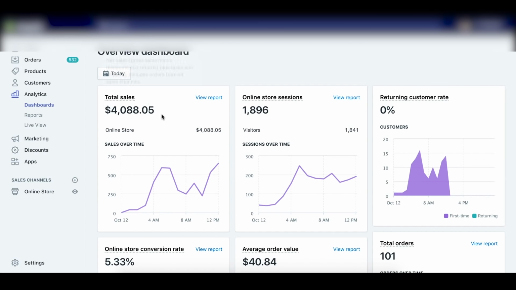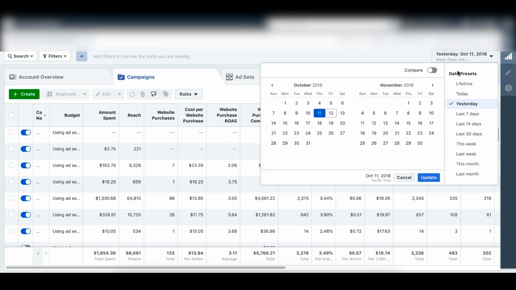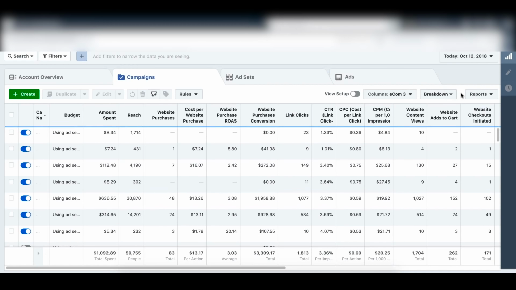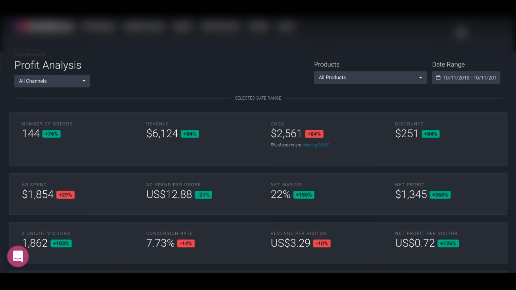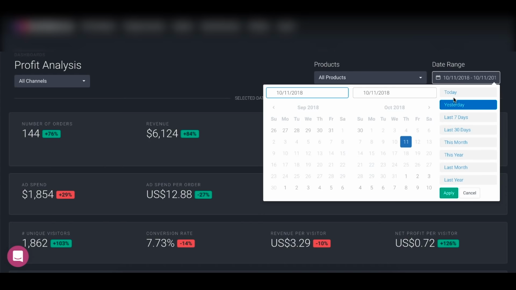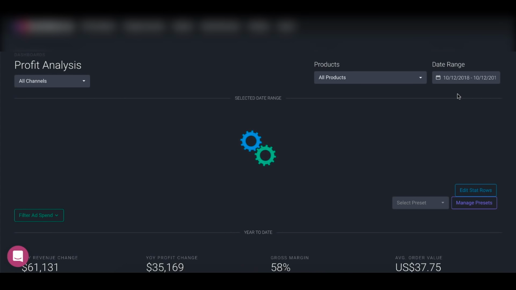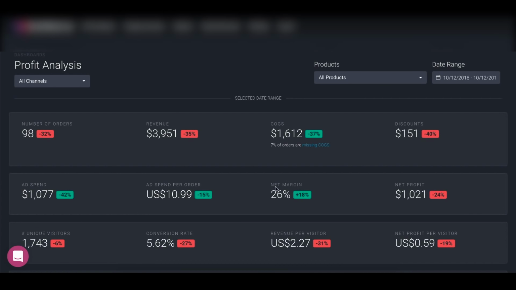So we're at 4K. The ad spend is I think around 1,000 today. Yeah, 1,100. The CPMs are still rising, not good. And today's profit is 26%. Yeah, 26%.